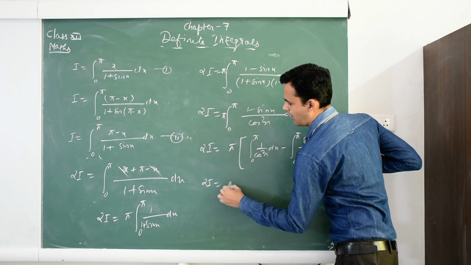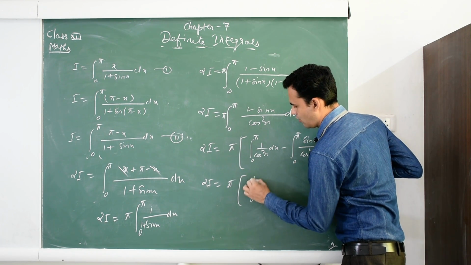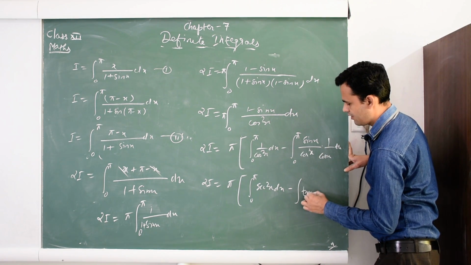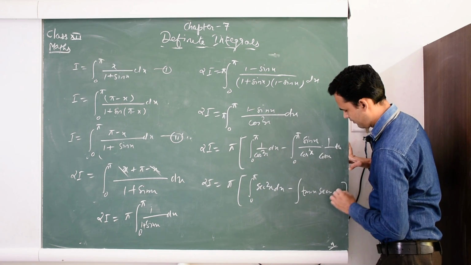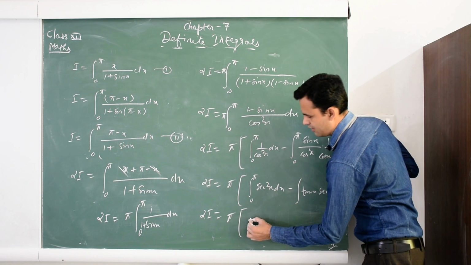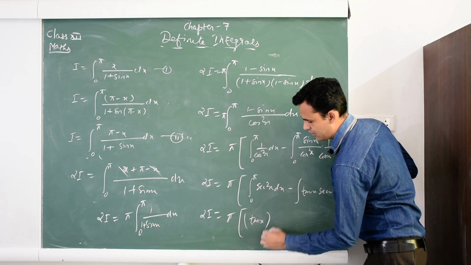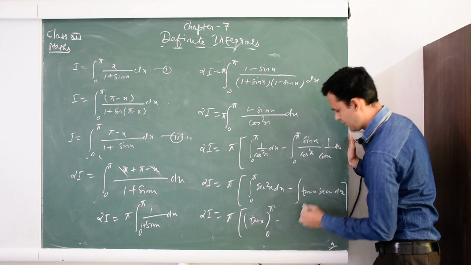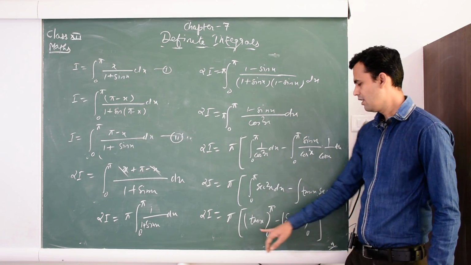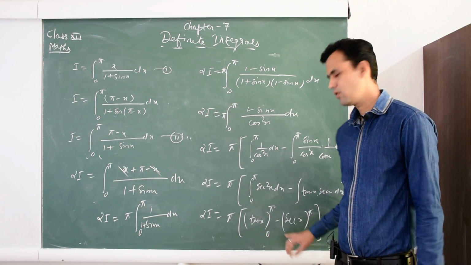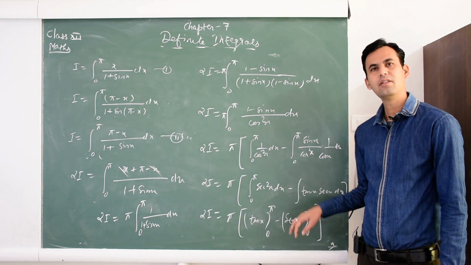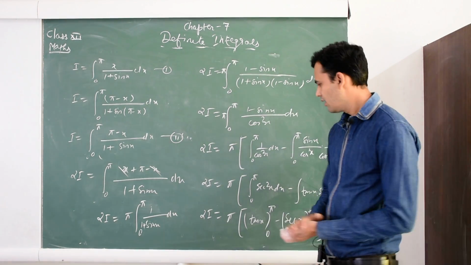So, 2I equals pi times [the integral from 0 to pi of sec square x dx minus the integral of tan x sec x dx]. So, 2I equals pi, the integration of sec square x is tan x, so limit 0 to pi, minus tan x sec x is sec x, limit 0 to pi. After this you can put the limits, upper limit minus lower limit: tan pi minus tan 0, both are 0, minus (sec pi minus sec 0), both are minus 1. So, you get the answer.